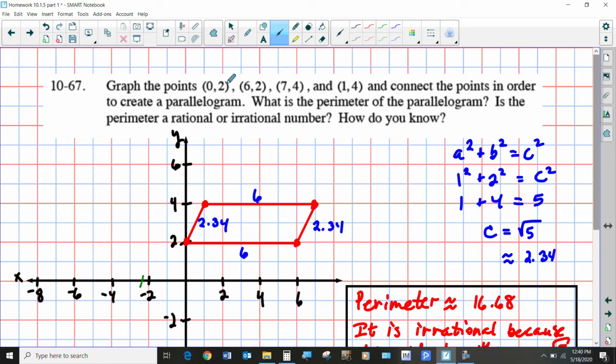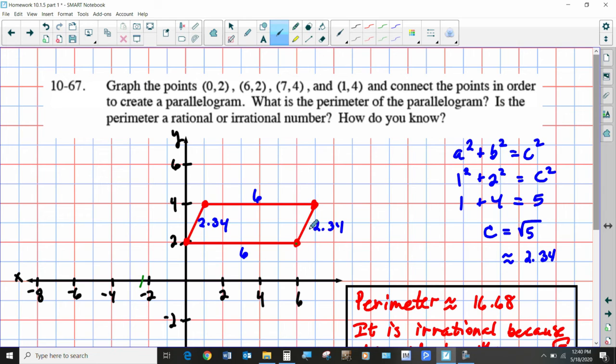Graphing. Graph the points that are shown here, and that's what I did here. You got 0, 2, you got 1, 4 here, you've got 7, 4 here, and you've got 6, 2 here. What is the perimeter of this parallelogram? Well, we know these are 6s because you can count 1, 2, 3, 4, 5, 6. But how do you figure out what the length of that is?